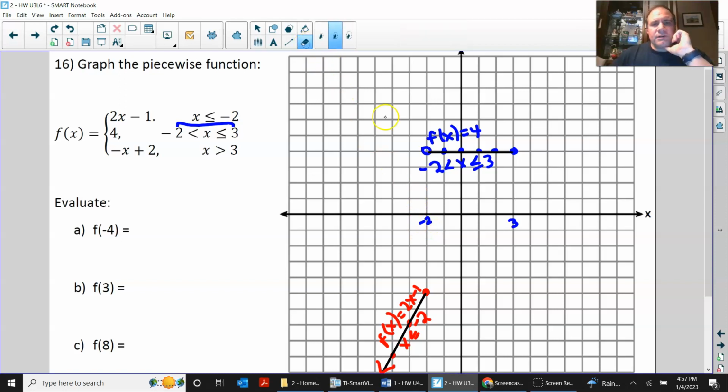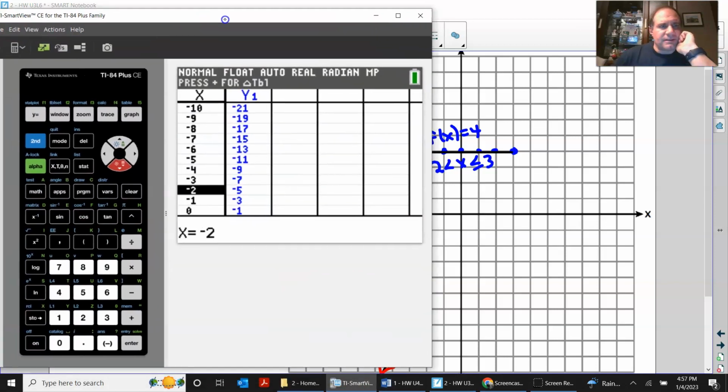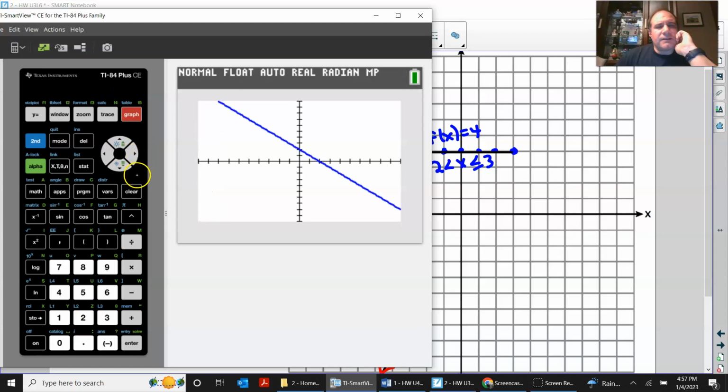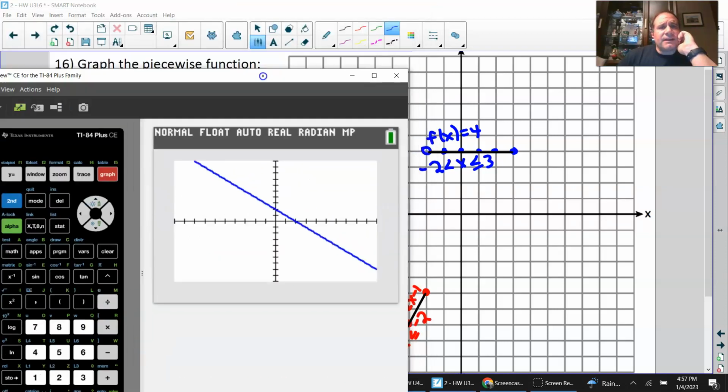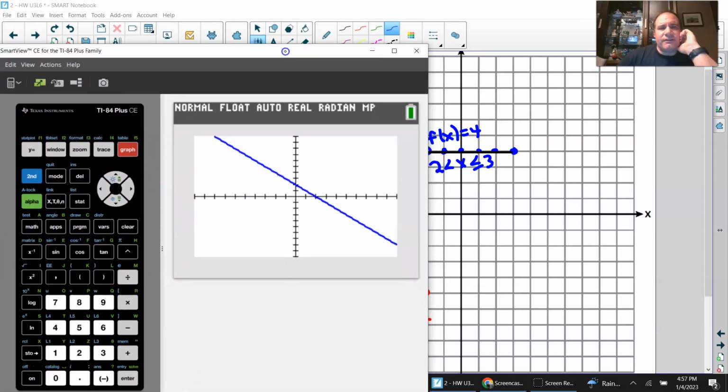And then one more line right here. I'm just going to get rid of these for now. Negative x plus 2. Going to clear this out. There's my line, y equals -x plus 2. So the -x plus 2, they want it just for when x is greater than 3.